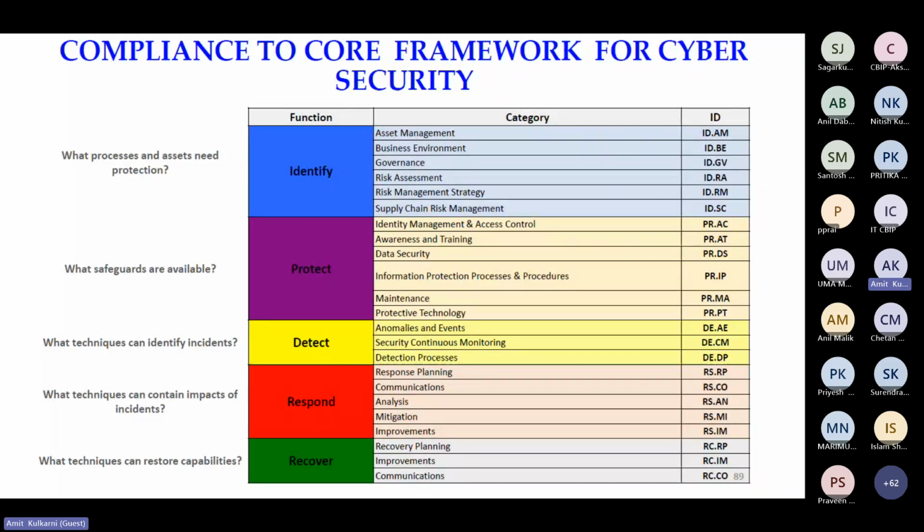Then if the existing mitigation techniques are insufficient, then what could be the improvements done. All that needs to be focused on, develop and design. Then next, what techniques can help us restore the capabilities of a system. So for that, what is the recovery plan existing? What should be the additional one and future which we can consider? What improvements can be incorporated? And what sort of communication we should have? All that has been described in this framework.